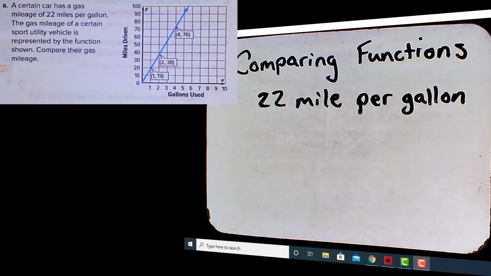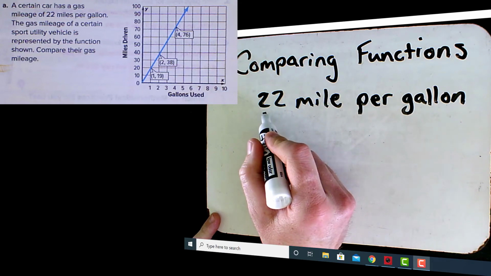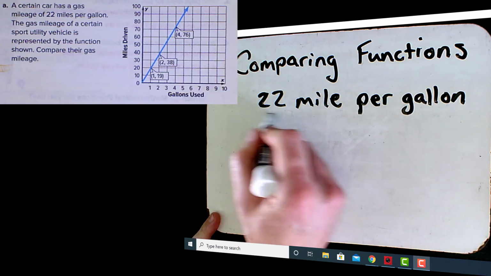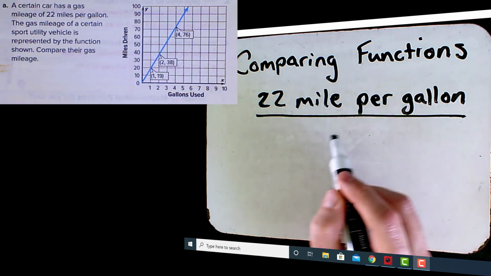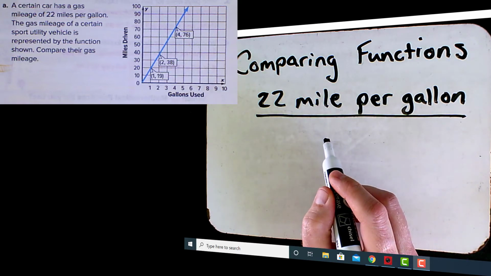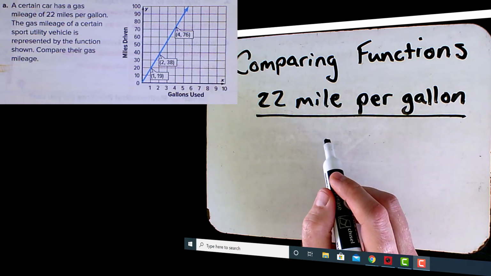Now this problem says that we need to compare their gas mileage. For the first function, that's pretty easy. They've given us word form and they've told us the gas mileage is 22 miles per gallon. Now what we need to do is figure out the gas mileage on the second car, or the sport utility vehicle that's represented with the graph.